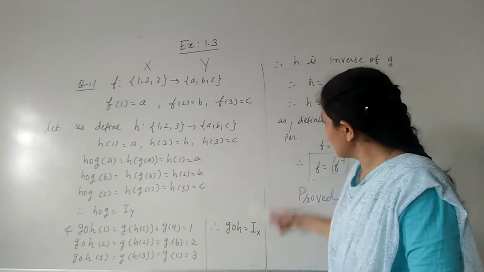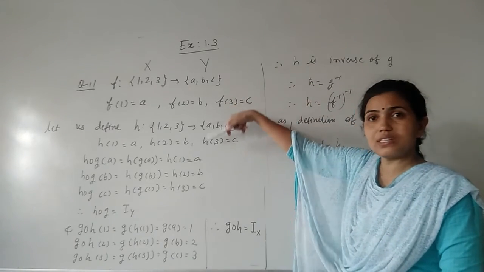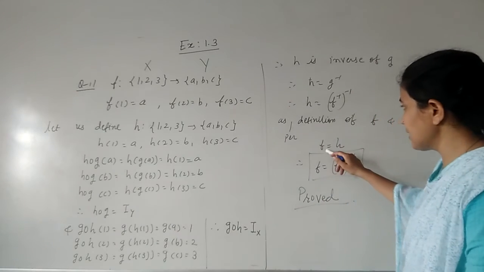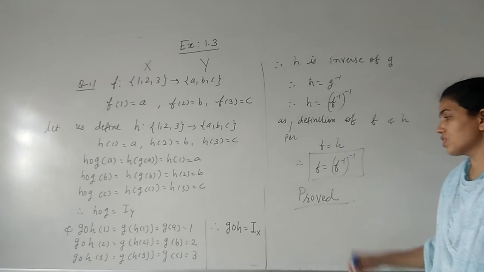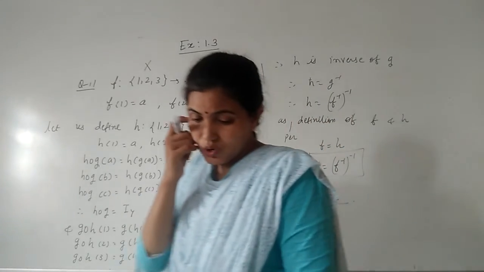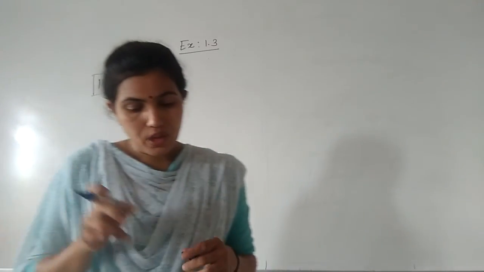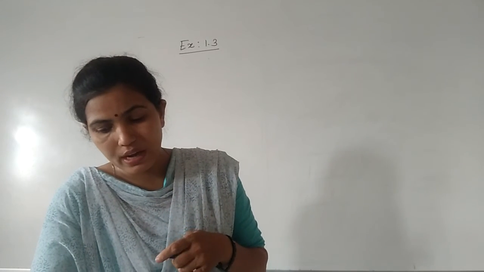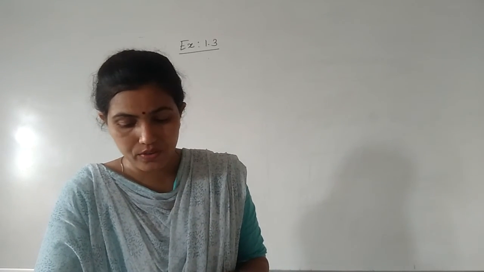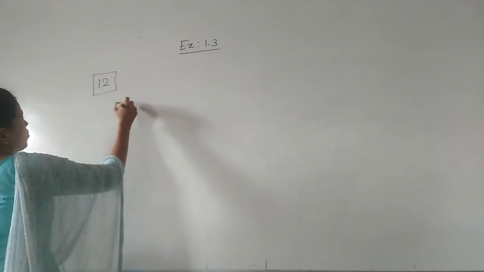Identity will arise, so we are getting that H is G inverse. But what is the definition of H and F? You can see both are the same. That means F is equal to H, and therefore F is equal to F inverse of inverse. And this is true. So this is your question number 11. Now question number 12. Question number 12 is, if F is an invertible function, then show that the inverse of F inverse is F, that is F inverse of inverse is equal to F. Very easy question. So we are starting.